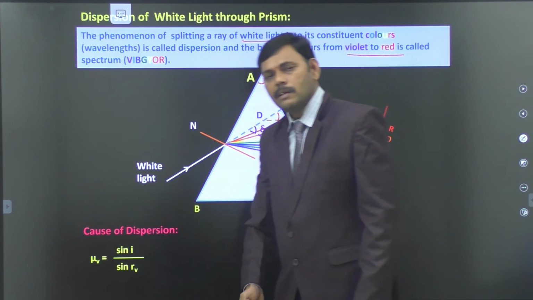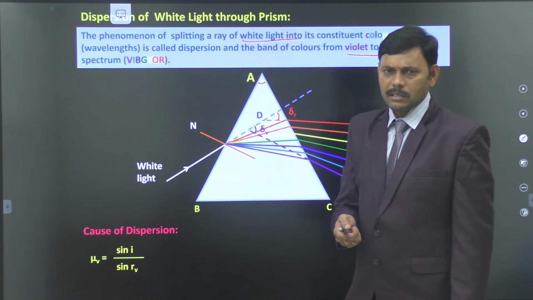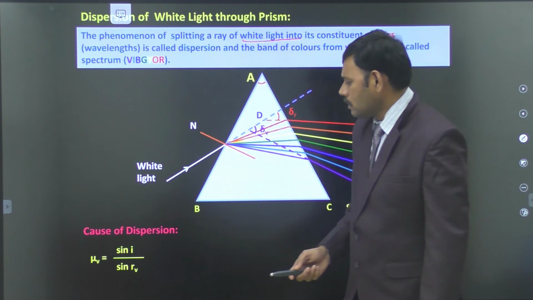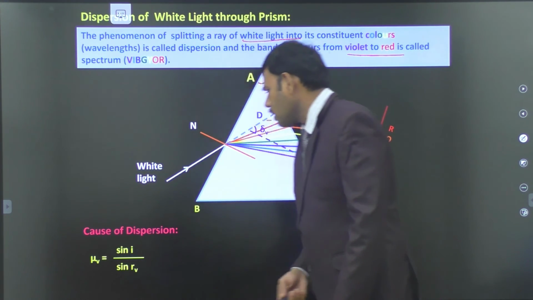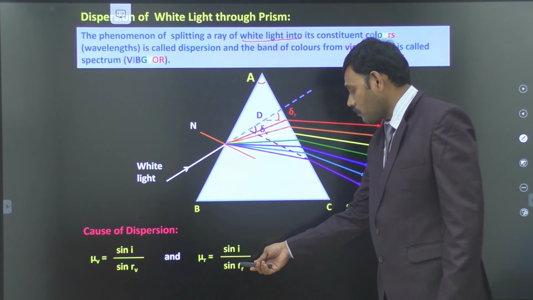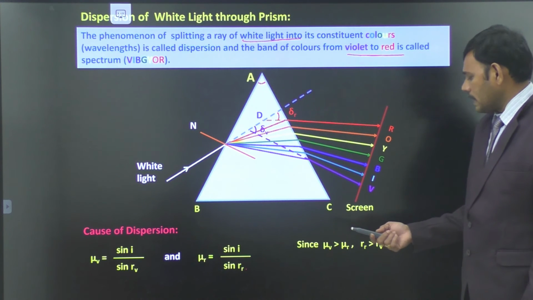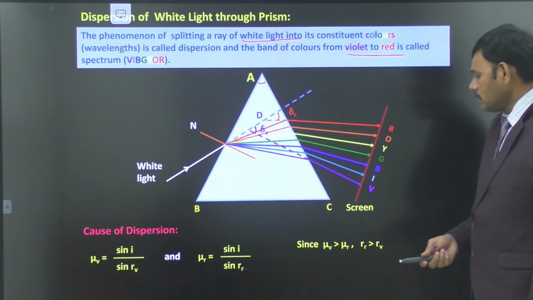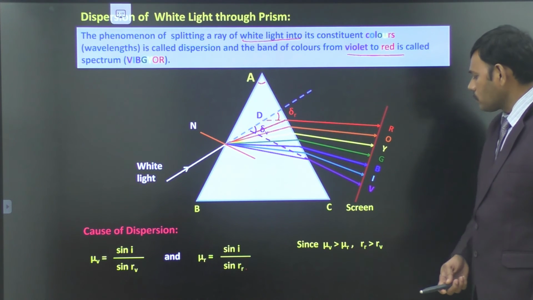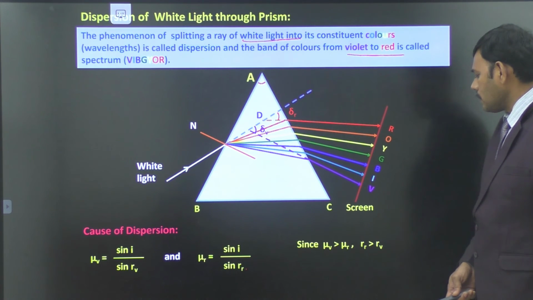For violet color, let mu V be the refractive index of violet color. From color to color, refractive index changes. Refractive index is inversely proportional to wavelength. For violet color, mu V is sin i divided by sin r V. For red color, sin i divided by sin r R. r is the refraction, small suffix R is the red color. Here, as refractive index is inversely proportional to wavelength, as the wavelength of violet color is less, the refractive index of violet is more than the refractive index of red. Okay. Refractive index of violet is more than refractive index of red.